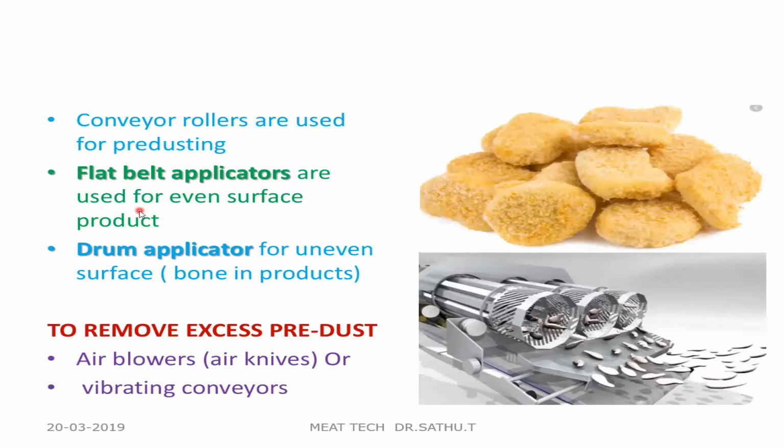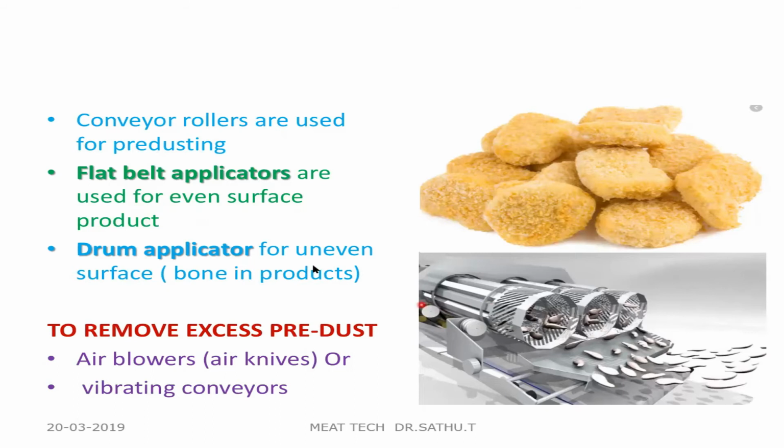So how is the pre-dusting done? After forming, the products will be moving through the conveyor. So the conveyor rollers are used for pre-dusting. There are two types of conveyors that can be used, that is flat belt applicators and drum applicators. Flat belt applicators are used for even surface products.